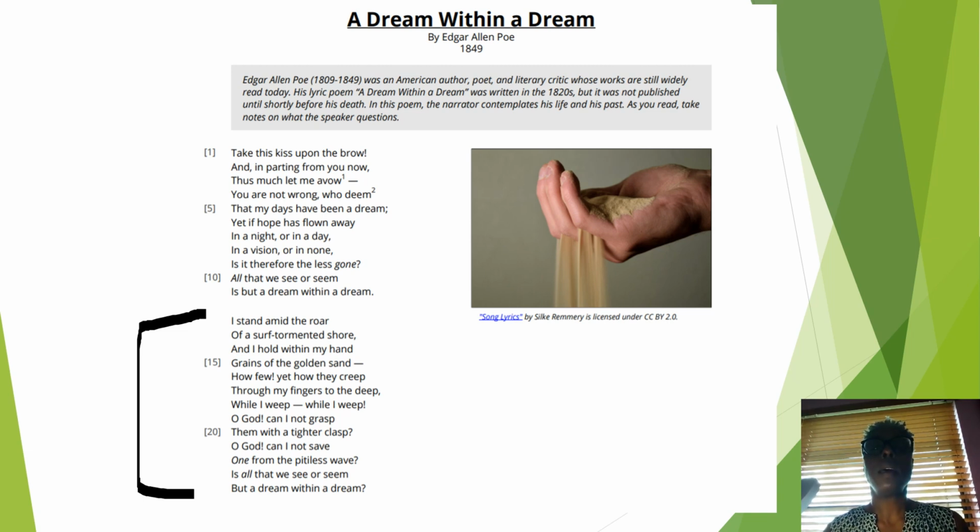So the grains of sand, which are very tiny, are portrayed as a human, creeping. And I'm going to highlight now in yellow. So here the author says, grains of the golden sand, how they creep. Here I think of a child or a person walking on his tiptoe so as not to be heard, perhaps trying to sneak somewhere. In this case, the grains are creeping through the speaker's fingers.